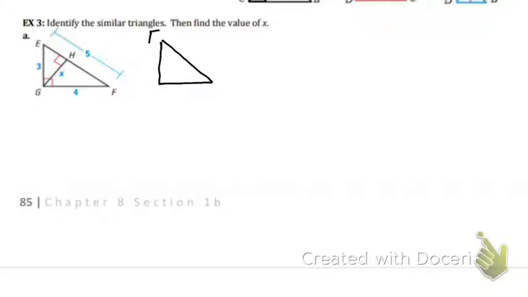EG. Bless you. Jeez, must be allergic to triangles in here.